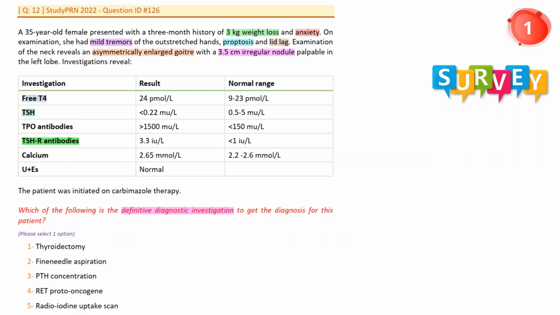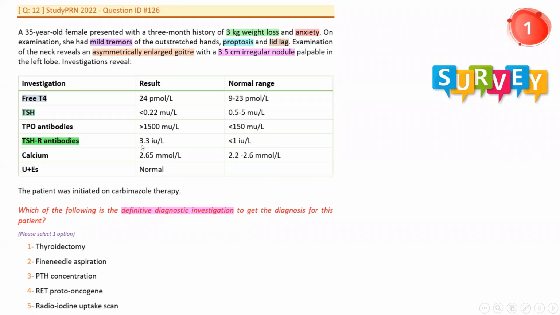And also by examination, the neck reveals an asymmetrical enlarged thyroid gland with a 3.5 cm irregular nodule. So this is a question about thyroid nodule and asymmetrical enlarged goiter. The free T4 is elevated, TSH is low but not suppressed. TPO antibody is positive. What is most important, TSH receptor antibody is positive.